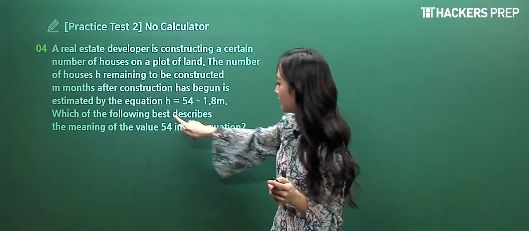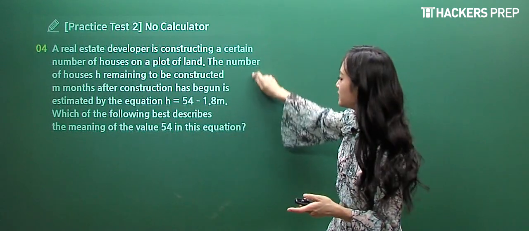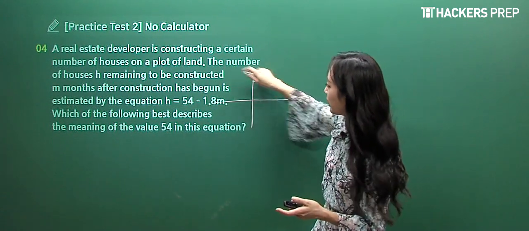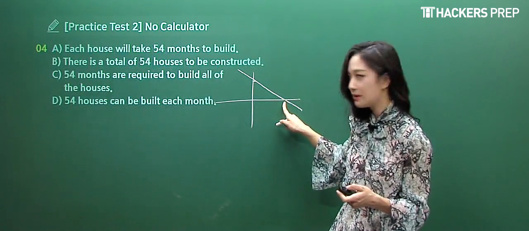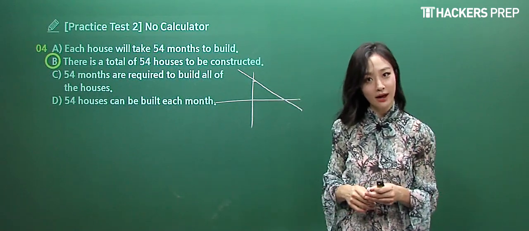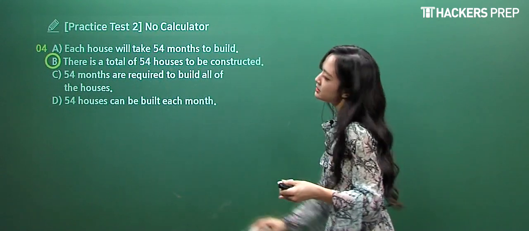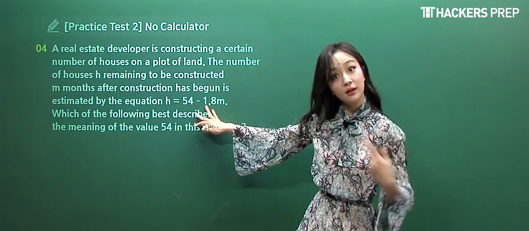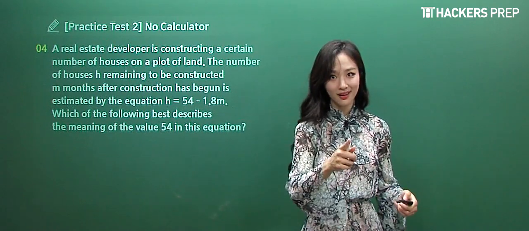So what are they asking for? Which best describes the meaning of the value of 54, the constant here? Well, if you were to graph this in a coordinate system, your y-intercept would have a positive value of 54, and your monthly construction would be graphed along this axis. So what does it represent? That's the target, 54 houses in the final end. Okay? Very good. So what happens if they tweak the question a little bit and ask, for instance, the meaning of 1.8? It'd be the slope value. So this would refer to the number of houses they build every month.